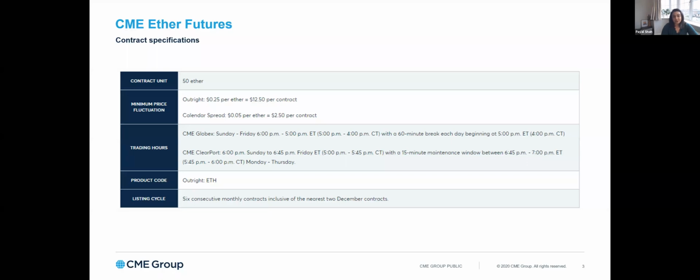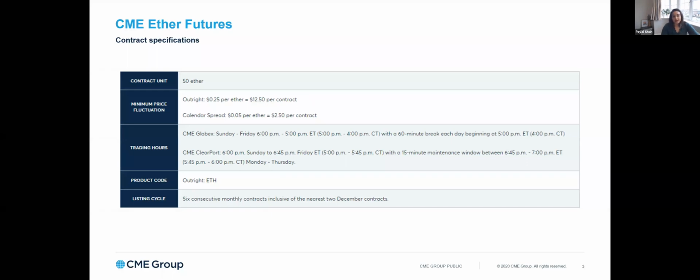And so with that backdrop, we launched the CME Ether futures contracts just over 6 weeks ago on the 8th of February. And what we're seeing is a real excitement for people to trade Ether. Of course, it's the second largest cryptocurrency by market cap and daily trading volumes on the spot exchanges.